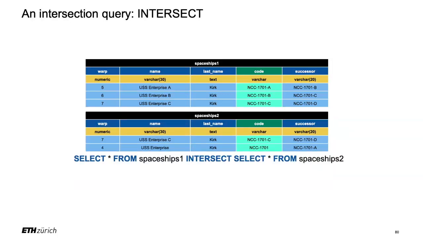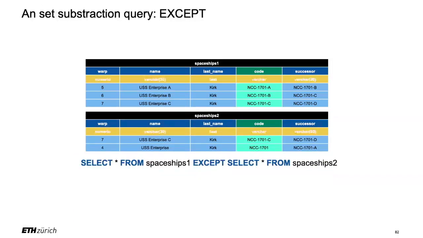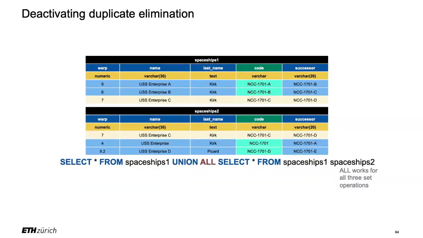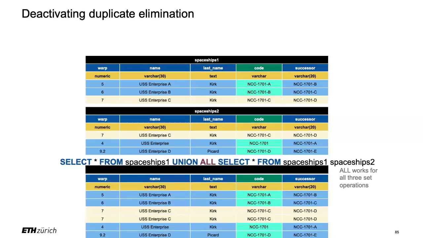If you don't like that, that's okay. If you don't like the duplicate elimination and you really do not want to eliminate duplicates, just write union all. If you write union all, then you deactivate the duplicate elimination. So here you would have a duplicate. Note that you are in the bag of records. That's bag semantics if you do that, because you have duplicates.